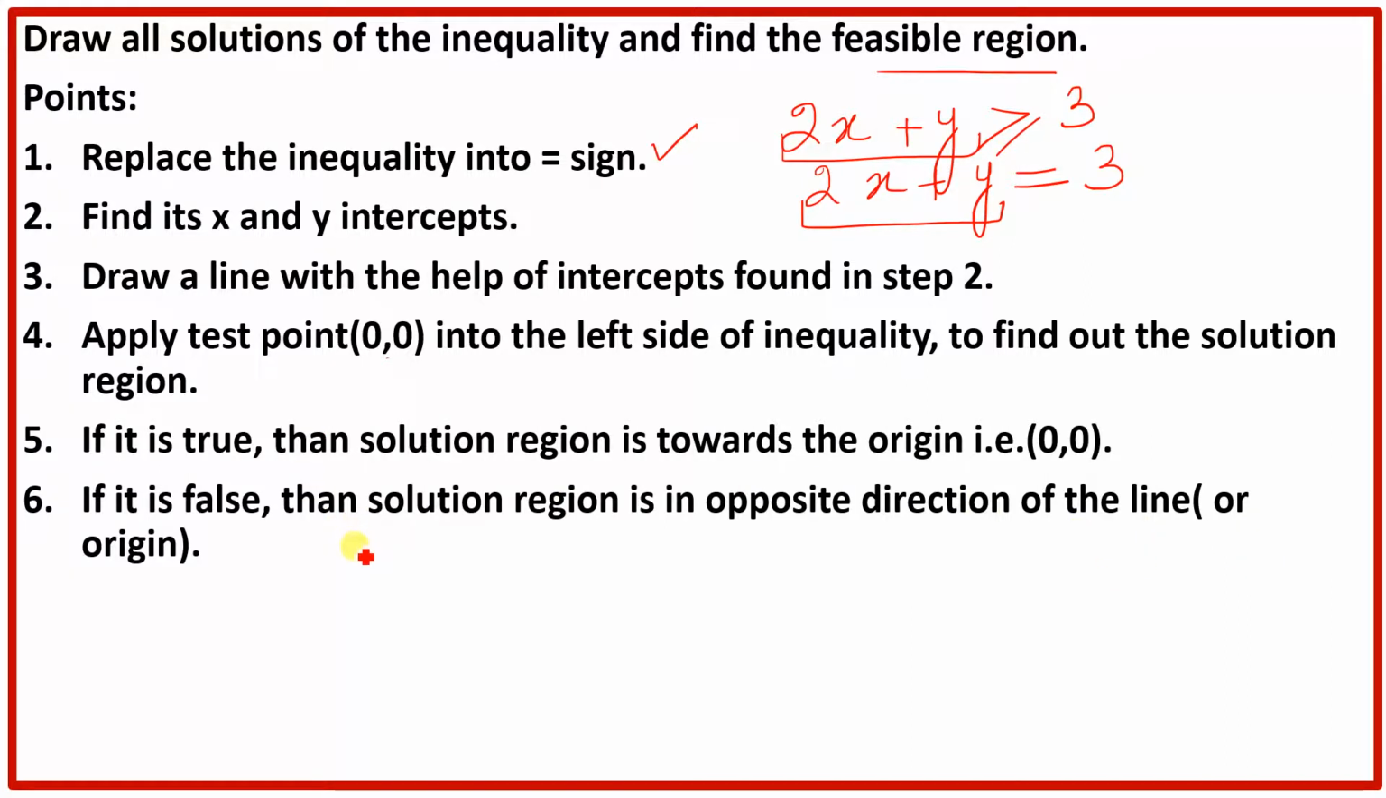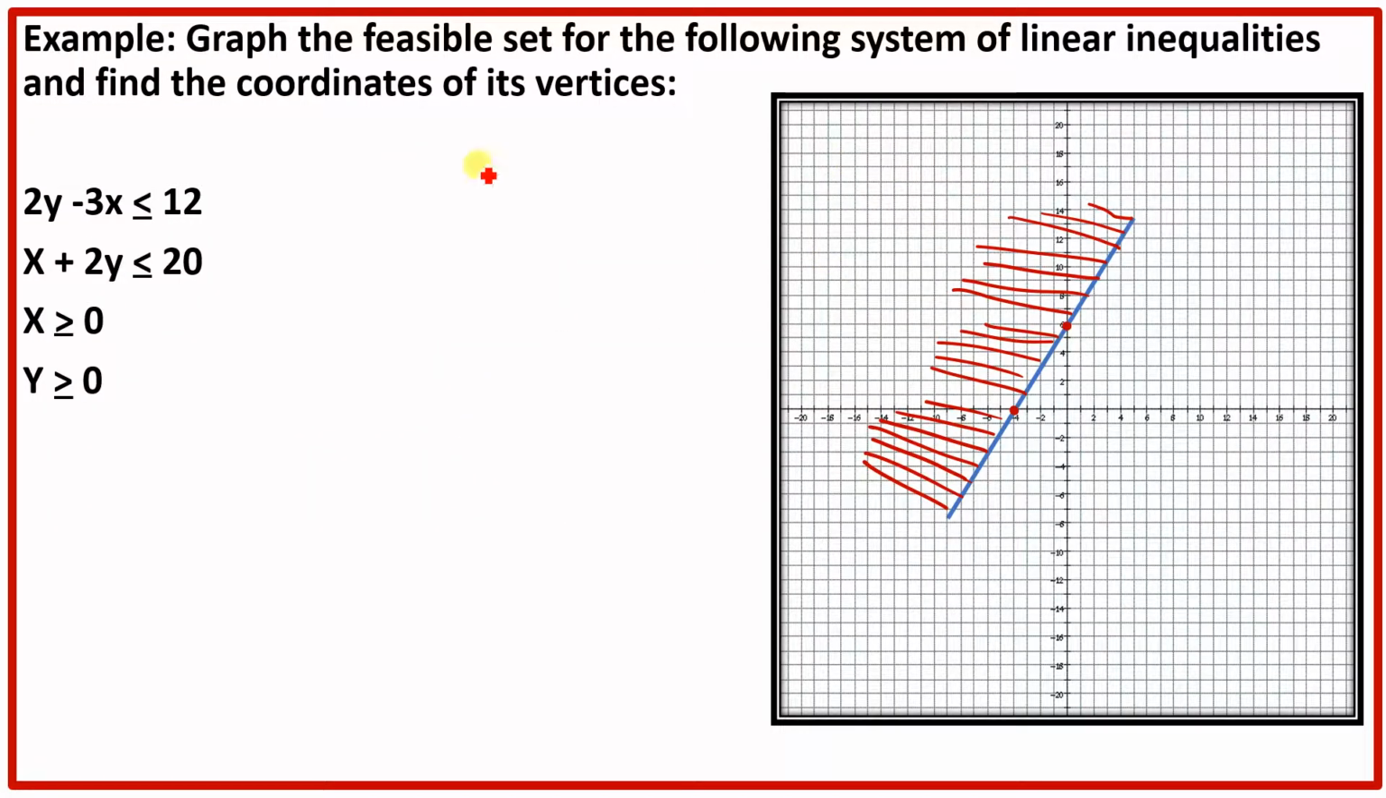When we solve the question, I will come back and explain all these points to you one by one. So the question is, for example: graph the feasible set for the following system of linear inequalities and find the coordinates of its vertices. These are four inequalities. The first one is 2y minus 3x is less than or equal to 12.